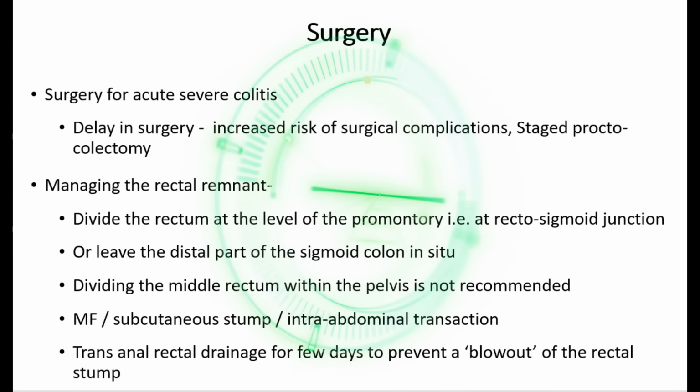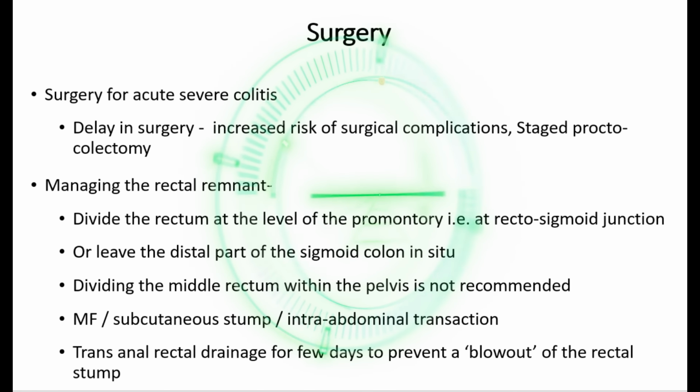Coming to the surgical management of severe ulcerative colitis, as I have already said, delay in surgery increases the risk of surgical complications, and staged proctocolectomy is required. Staged proctocolectomy means in emergency we will do a subtotal colectomy, we will remove the whole colon up to the sigmoid, and the rectal stump is left in situ in the form of a distal mucous fistula.